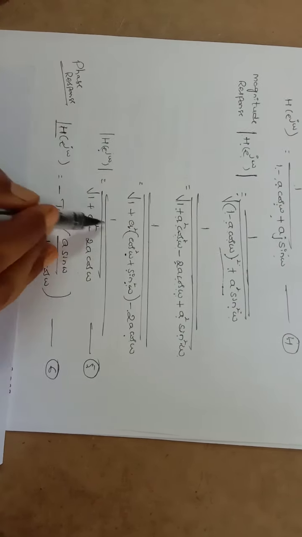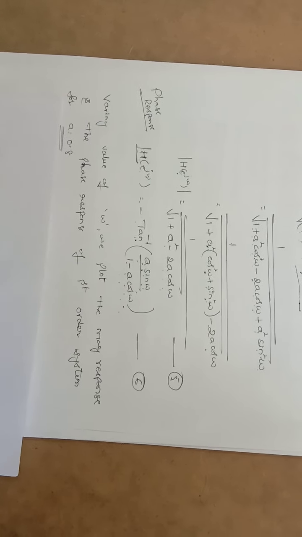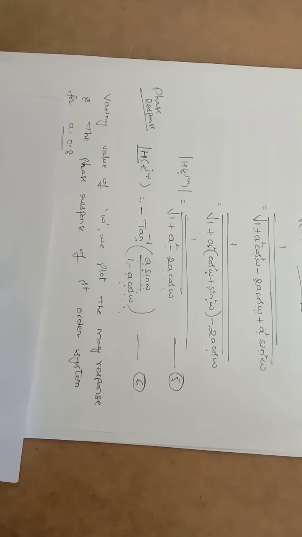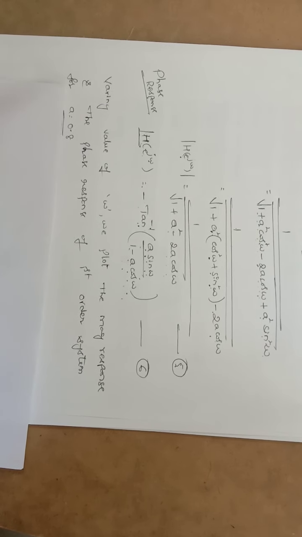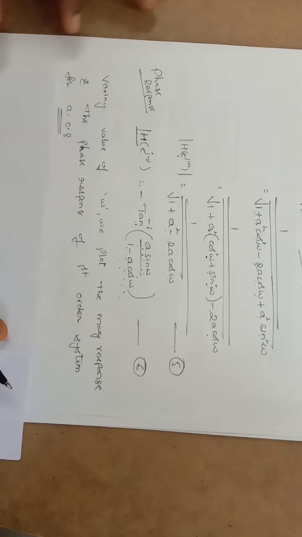Next, find out the phase response. Phase response is angle of H of e^(jω) equal to minus tan inverse of (a sin ω by 1 minus a cos ω) minus tan inverse of a sin ω by 1 minus a cos ω. Now, varying the value of omega, we plot the magnitude response and the phase response of the first order system for a equal to 0.8.